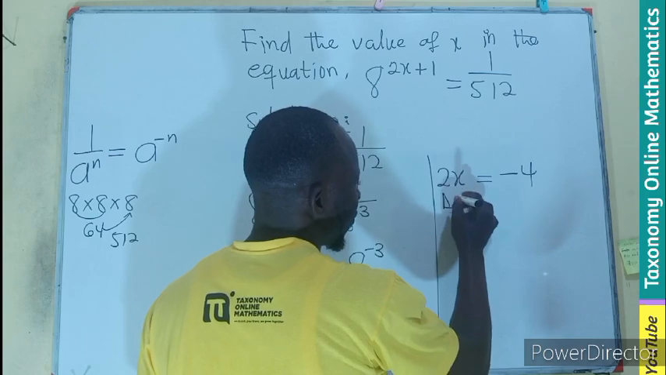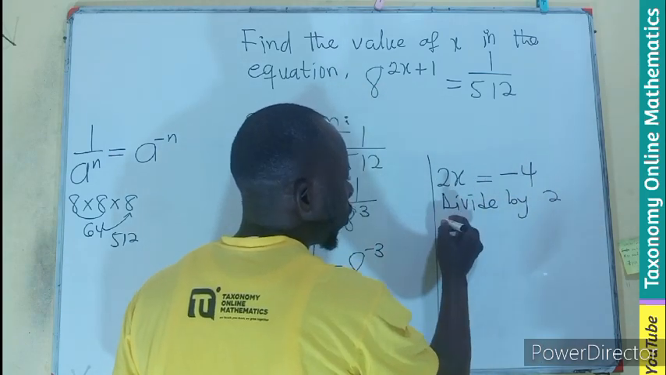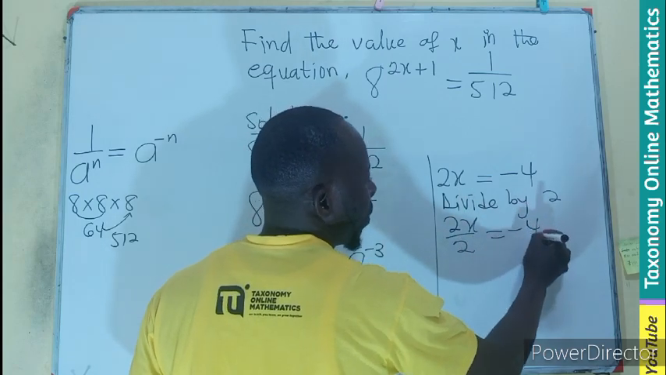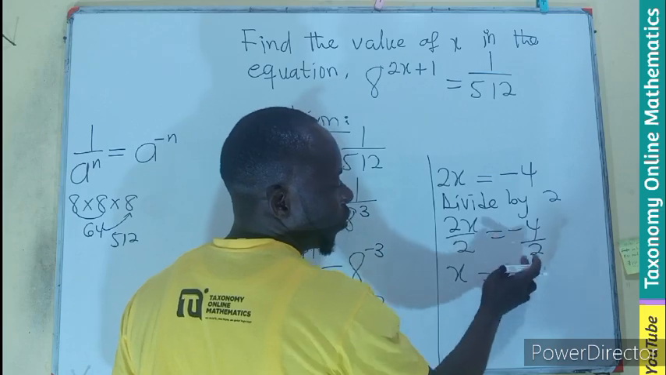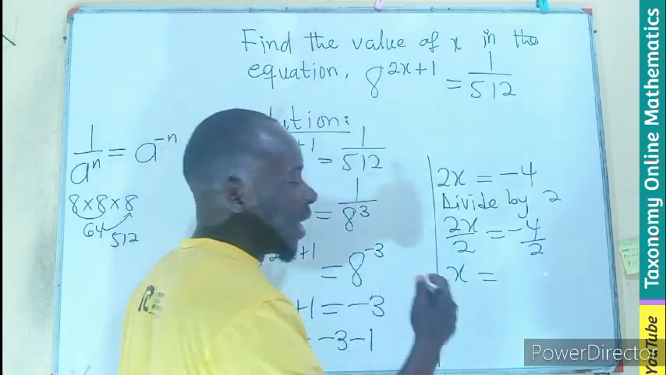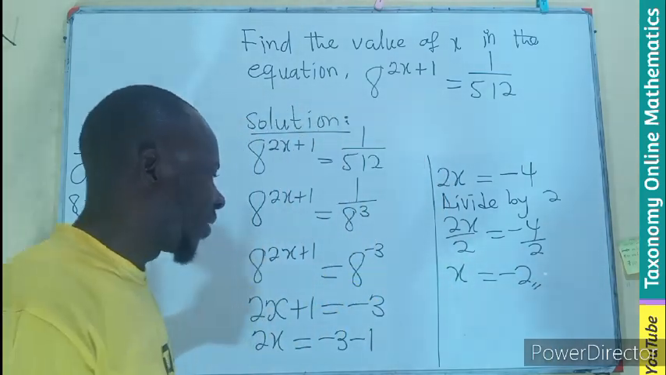So we divide by the coefficient that the x is carrying. So divide by 2, making 2x out of 2 equals minus 4 out of 2. So x is going to be, when 2 goes into 4, that will be 2 times, but negative. So negative 2 becomes the value of x.